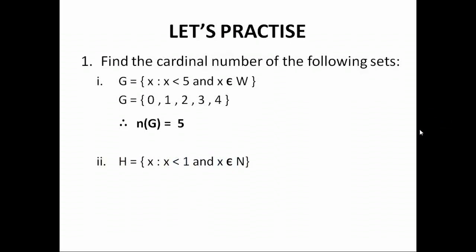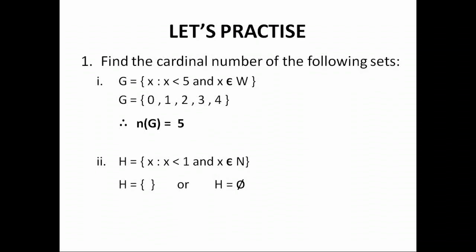H is equal to x such that x is less than 1 and x belongs to natural numbers. Now let's write the set in roster form. So here look, x is less than 1 and x belongs to natural numbers. Now is there any number less than 1 that is a natural number? No. So it means set H will have no elements. So we can represent H is equal to an empty set, or you can use the symbol phi. H is equal to phi.